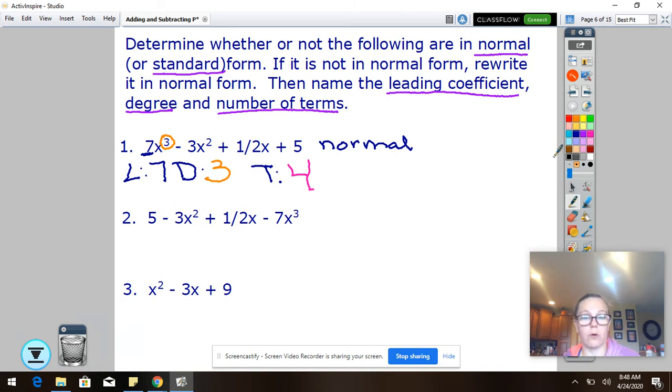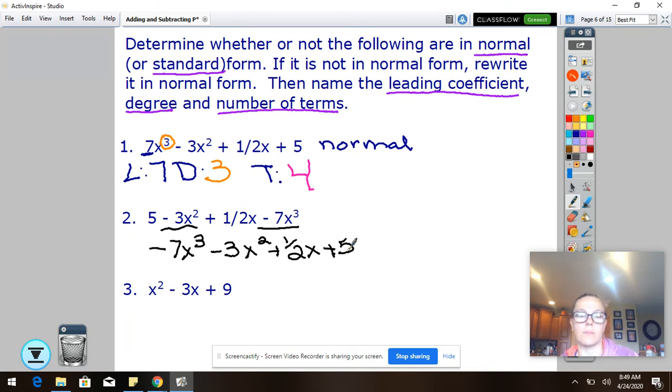To put it in normal form, we've got to find the term with the largest exponent, and we see that that's here. You guys can also, if need be, combine like terms. So we would have our negative 7x cubed. Now you look for the next largest exponent, and we see that that's the x squared. So now we have minus 3x squared. Then we would go to the next largest, which would be 1/2 x. And then last, we would have plus 5. And remember, when there's not a sign in front of the number, that's a positive.